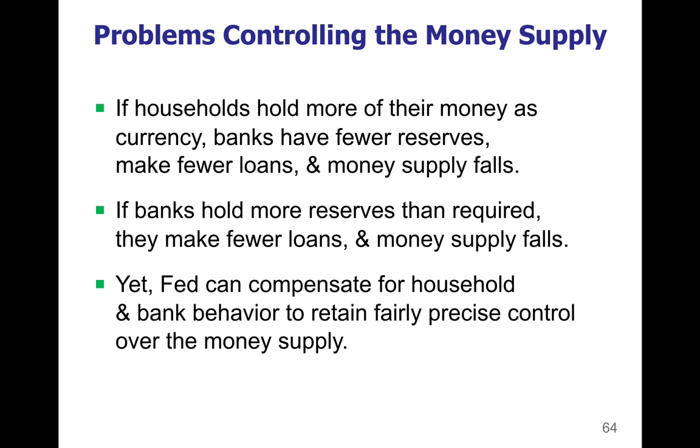The Fed can also compensate for this type of household and banking behavior, but they typically have to do bigger measures in monetary policy than what they were predicting needed to be done based on the precise controls and measurements that they were doing prior to that.